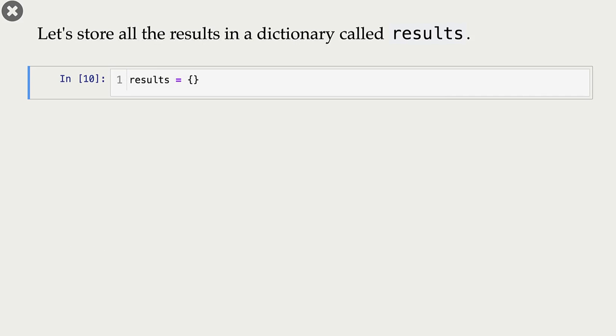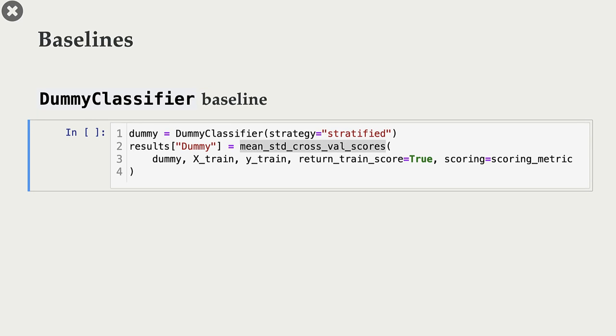Okay, now we are going to carry out many experiments. So I'm creating this results dictionary to store different results. Okay, we have our data, we have our evaluation metric. And what do we want to do? Our goal is to examine how well these ensembling models perform on this data set. So let's start with baselines. Our first baseline is the dummy classifier baseline.